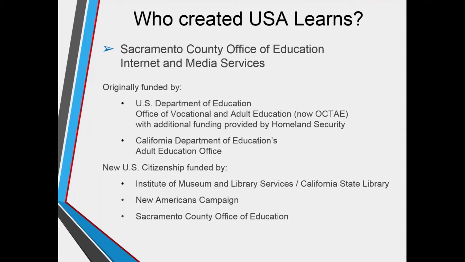And we're very excited to have this opportunity recently to build the new U.S. citizenship course, which is being funded by the Institute of Museum and Library Services and the California State Library. The New Americans Campaign has also given us some funding for a nice lesson on how to prevent immigration fraud, and the Sacramento County Office of Education is also kicking in some money.